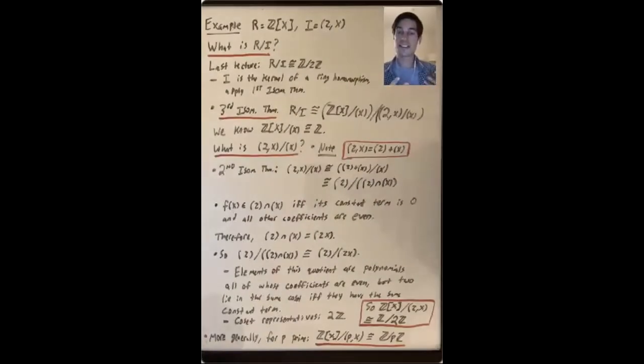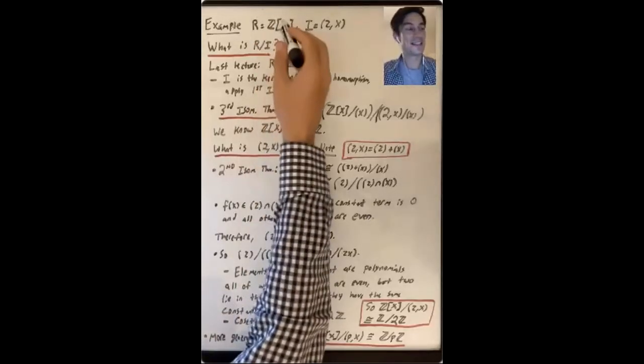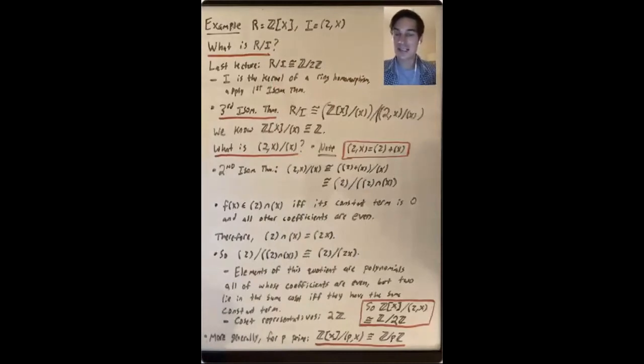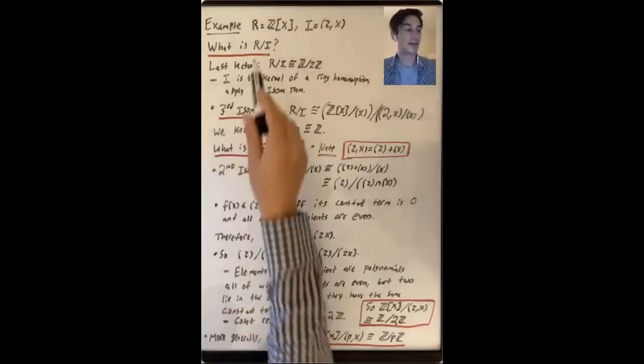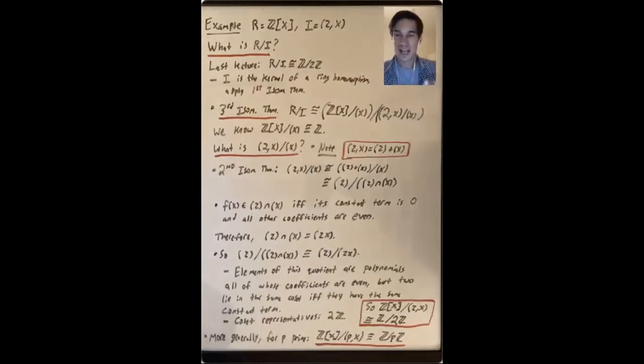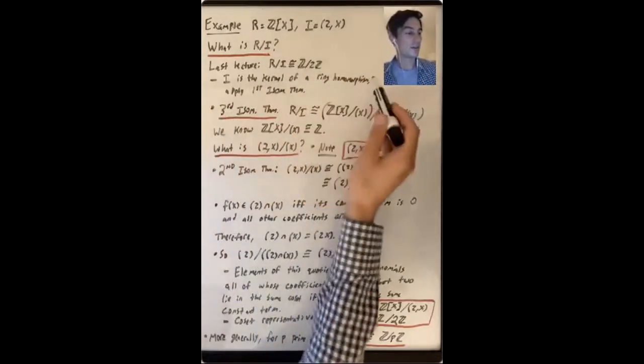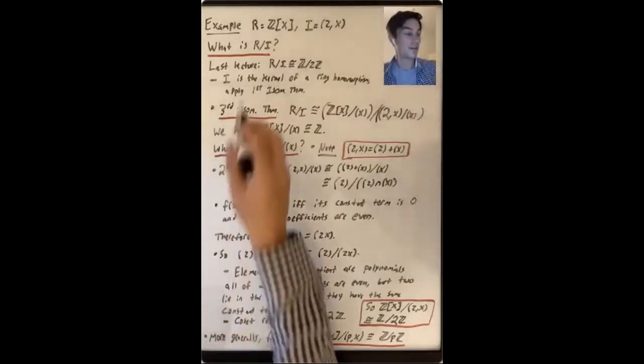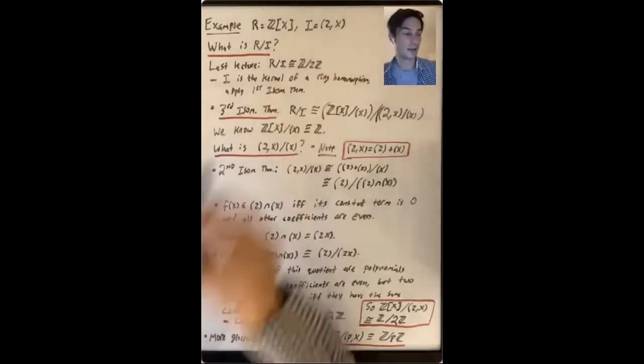Now let's talk about the same ring and ideal, but from a different perspective. Let's take Z bracket X and this ideal generated by 2 and X. And now let's ask, what is the quotient ring R mod I? And in the last lecture, we saw the answer to this. We saw that R mod I is isomorphic to Z mod 2Z. And we saw this by seeing that I was the kernel of a ring homomorphism that was the composite of 2 nice ring homomorphisms. And then we applied the first isomorphism theorem to conclude.